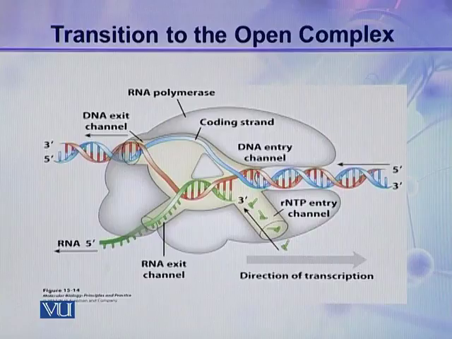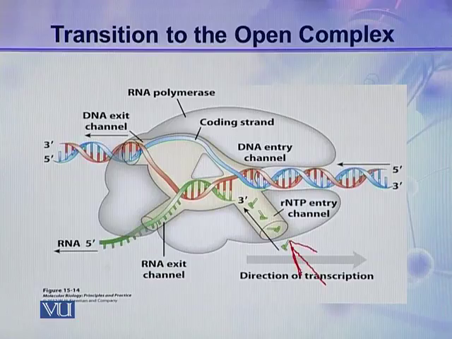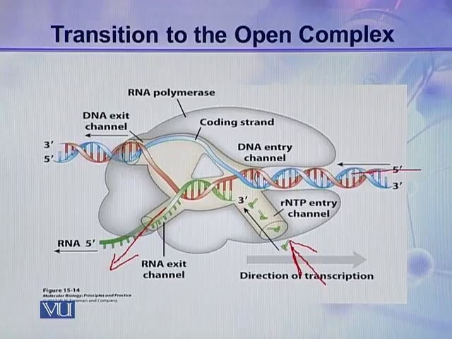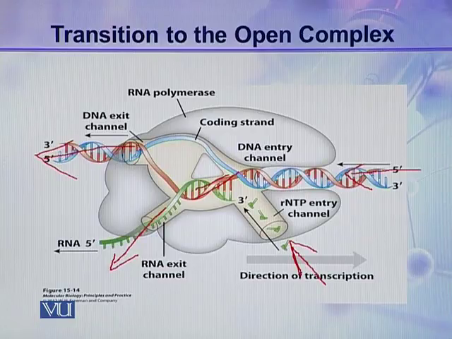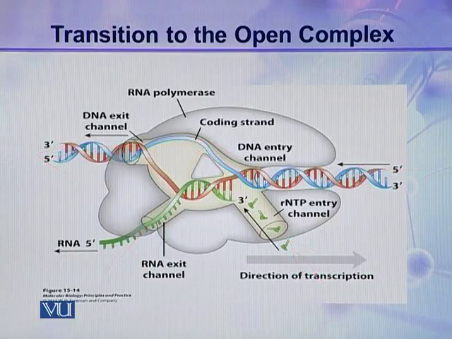So here in this illustration, you can see this is the NTP channel for the entry of ribonucleotides. This is the exit channel for RNA. This is the entry channel for double-stranded DNA. This is the exit channel for double-stranded DNA, and here are 2 channels, one here and one here, and these are for the template strand and non-template strand. So these 5 channels are present in this complex.